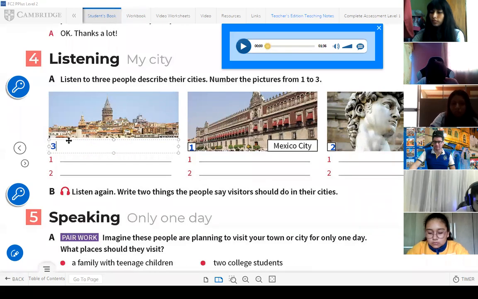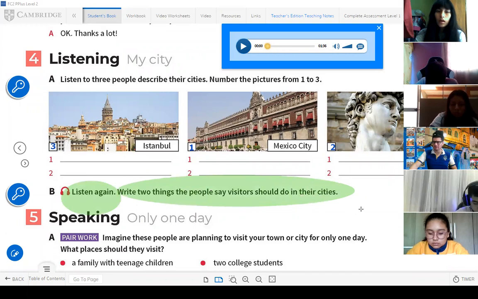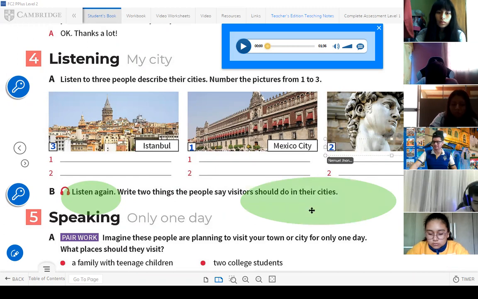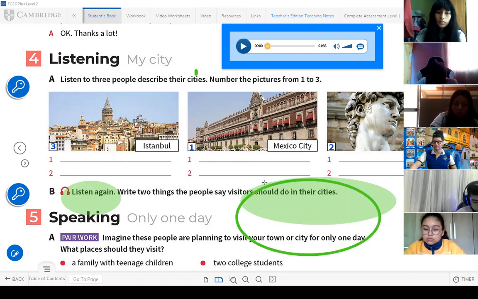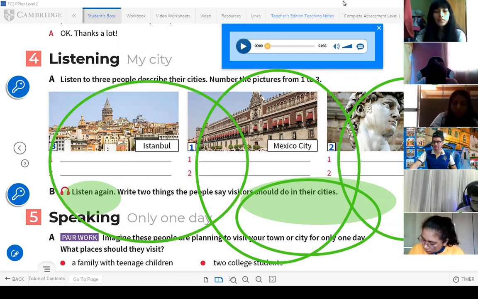Now you have here the numbers. What are you gonna do now? What's the next activity? ¿Qué vamos a hacer? Listen again. Vamos a escuchar one more time again. I would say write two things that people say visitors should do in their cities. Vamos a escribir de acuerdo a lo que nos menciona. ¿Qué es lo que las personas pueden hacer in the city? What should do, for example, in Mexico City, Florence, and Istanbul? Okay, pay attention. I'm going to play this now.